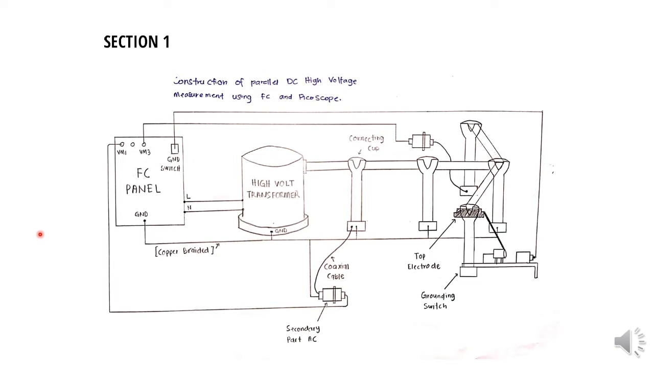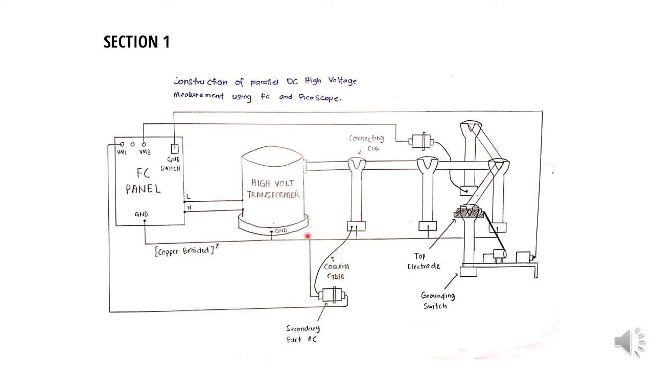Right now, I will explain about section 1, which is the construction of parallel DC high voltage measurement using FC and picoscope. As we all know, before this, in Lab 3, we used the construction of parallel AC high voltage. There is a little comparison: before this we used a capacitor divider, and for this construction we are using a resistive divider.